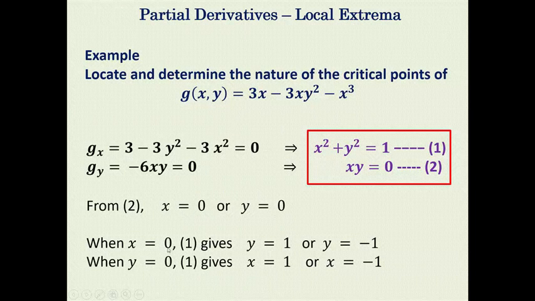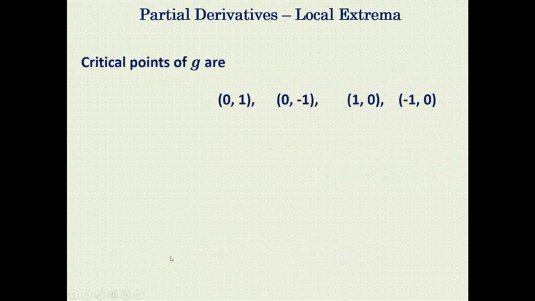For the case when x equals 0, equation 1 will lead to y squared equals 1, which means y is either 1 or minus 1. So for this case when x is 0, we have two critical points, (0, 1) or (0, -1). The same for y equals 0. Substituting this into equation 1, you have x equals 1 or minus 1. So we have two more critical points, x equals 1, y equals 0, or x equals minus 1, y equals 0. So in total we have 4 critical points.